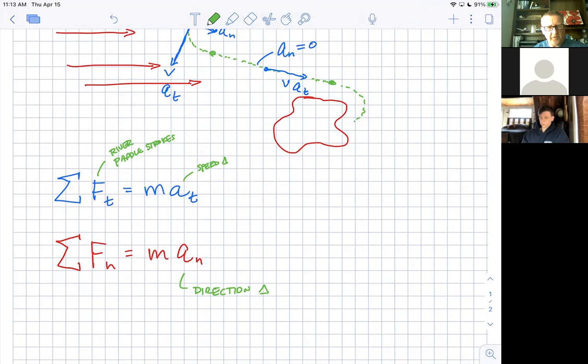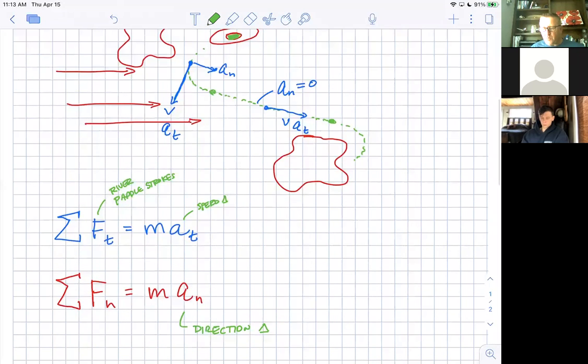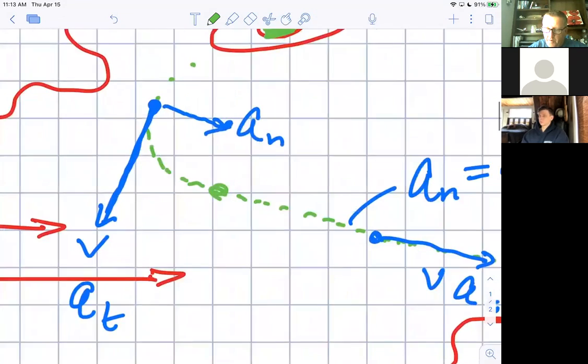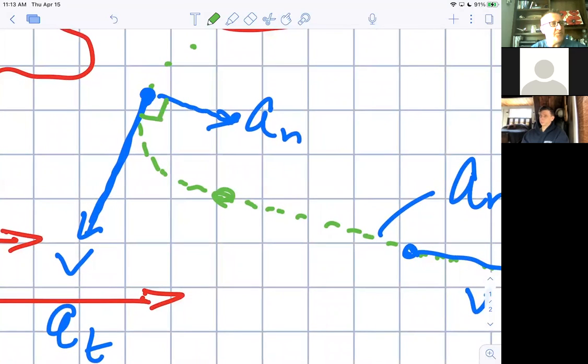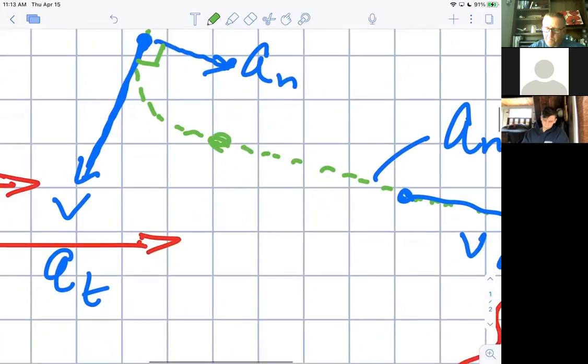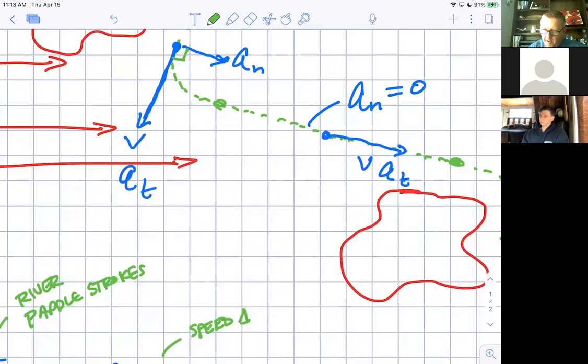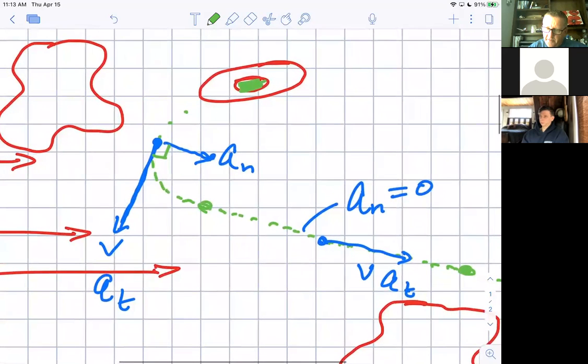Normal forces. Where's a normal force? Where would the normal forces be in this picture up here? Well, they're in that normal direction. They're going the same direction as AN. Can you appreciate that when you're coming out from behind this rock right here, the river hitting your boat kind of to the side, when it hits the front of your boat, that is going to turn your boat. So that is causing you to change direction.